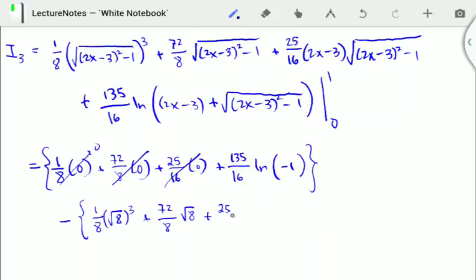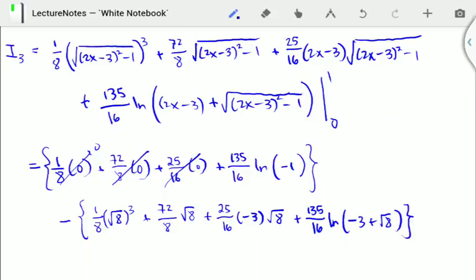plus 25 over 16. 2 times 0 is 0. Minus 3 is negative 3. Okay, so this gives you right here your 25 over 16 times minus 3. And then you have square root of 8. All right, and then the last one, plus 135 over 16 of ln of, so this is 0 minus 3 plus square root of 8.